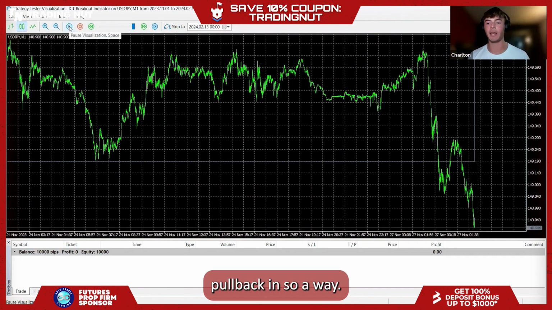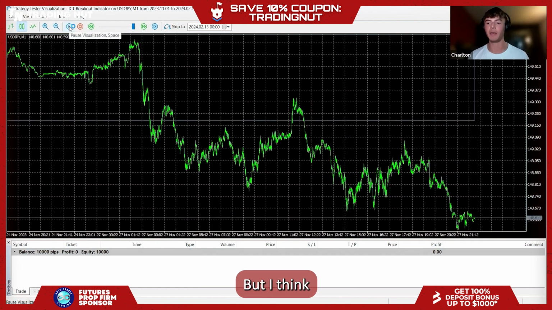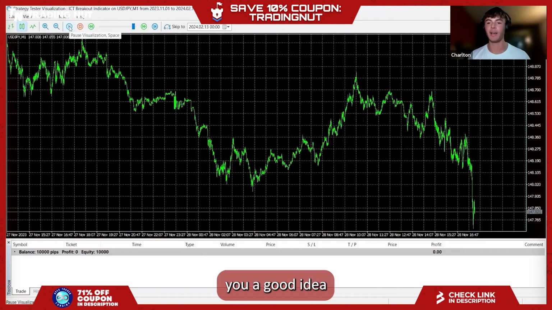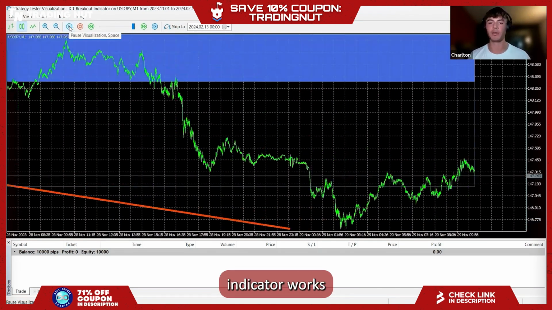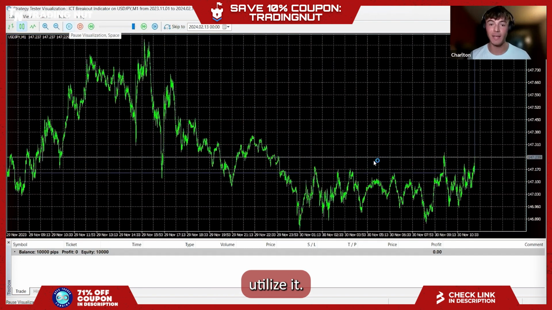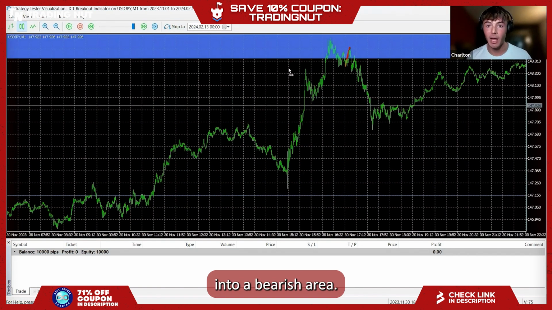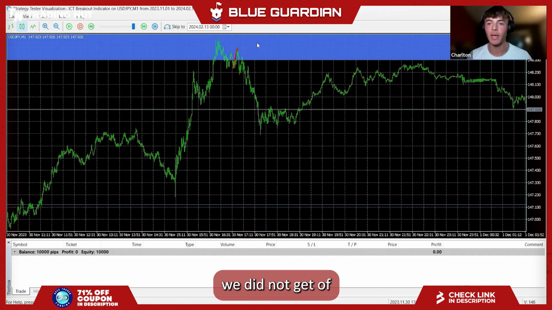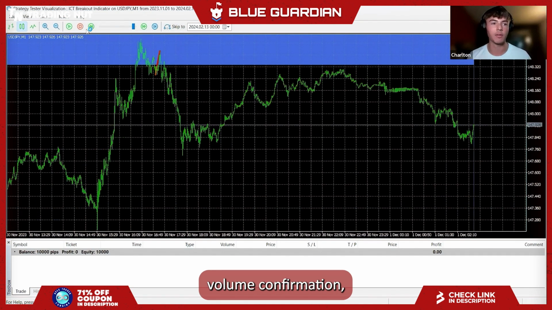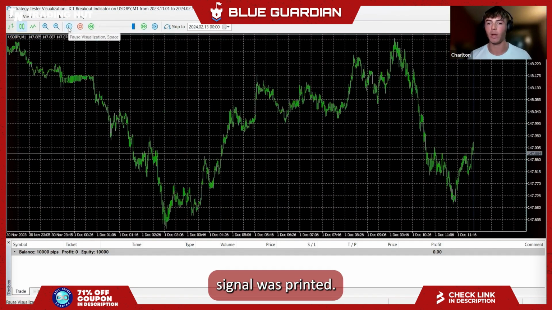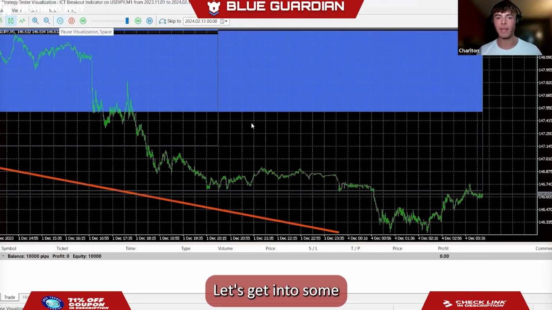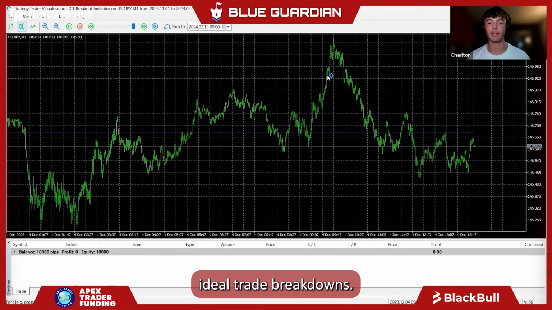Now, we didn't get a pullback into our AOI, but I think that kind of gives you a good idea of how this indicator works and how you can utilize it. And now we actually got a pullback into a bearish area. However, we did not get our volume confirmation, so no sell signal was printed. Let's get into some ideal trade breakdown.